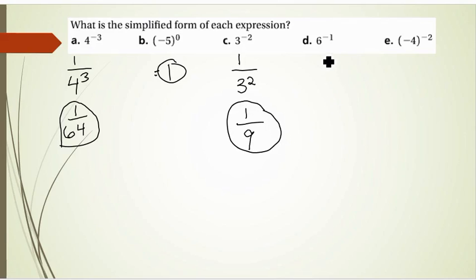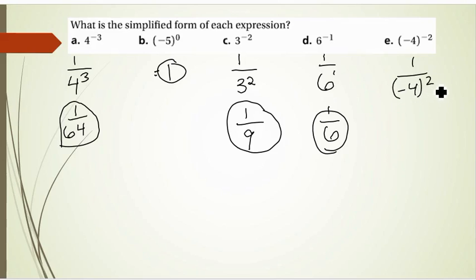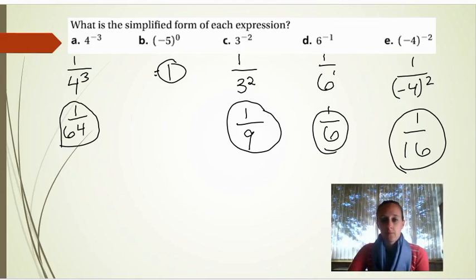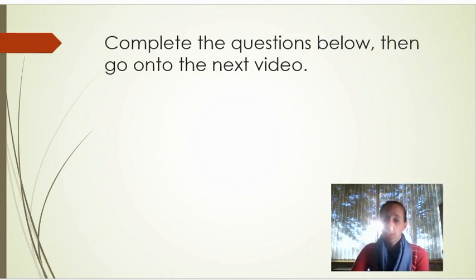D, again, negative exponent, so I'm going to flip it. 6 to the first power is just going to be 6. And lastly, again we have a negative exponent, so we're going to flip our problem. And negative 4 squared is going to be a positive 16. So complete the questions below and then go on to the next video.